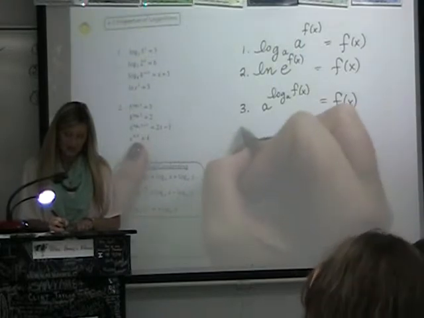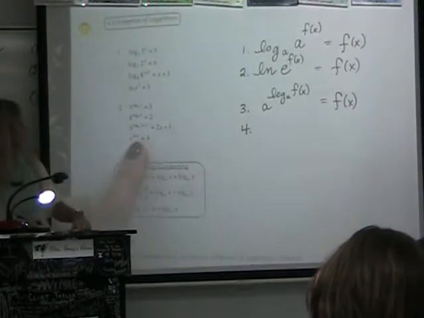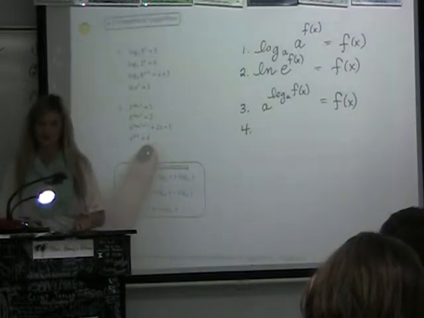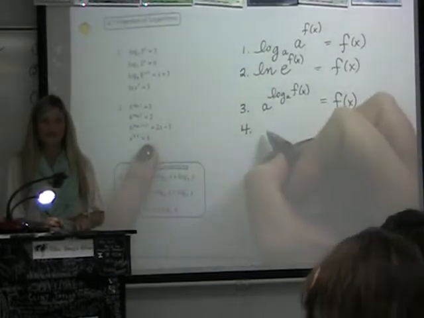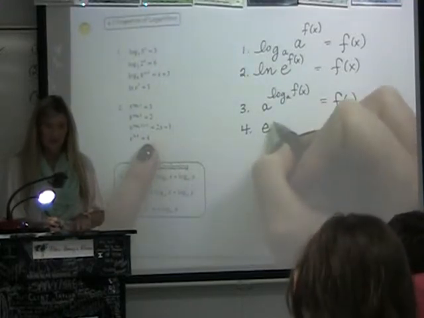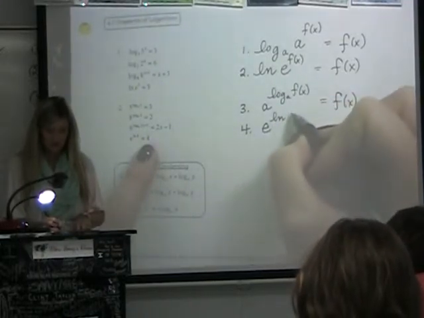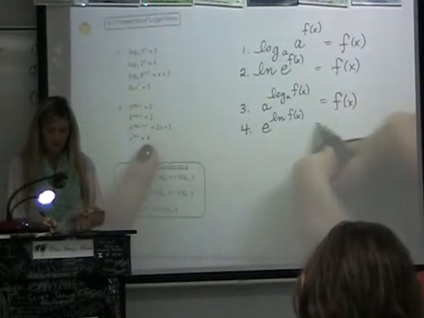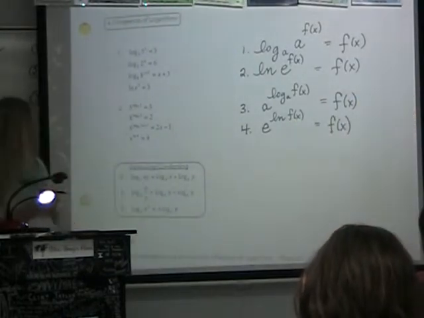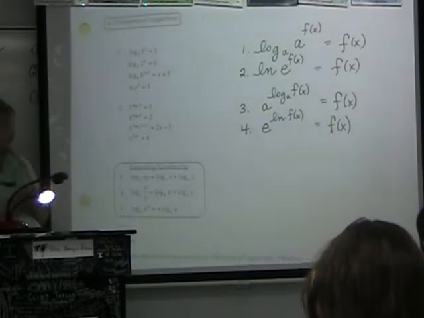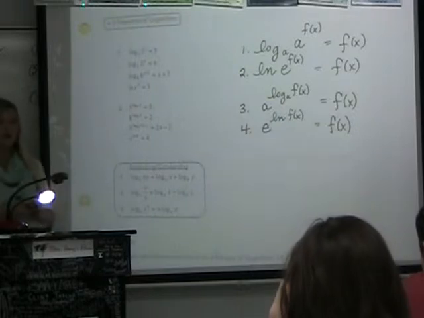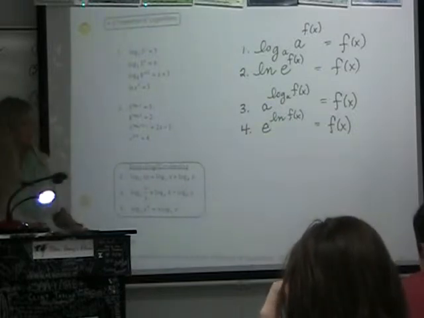And so then the last example on number 2, e to the ln of 4 equals 4. Can you help me write a property for that one? How would we write that in general? E to the ln of f of x. Good. Equals f of x. Good. Perfect. E to the ln of f of x equals f of x. So those are 4 properties you need to remember. They will be helpful in chapter 5.